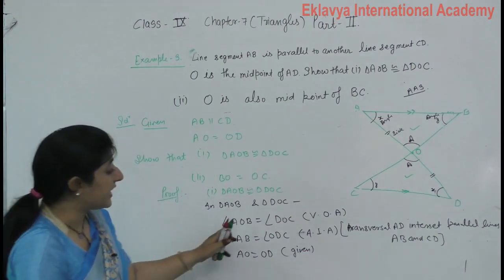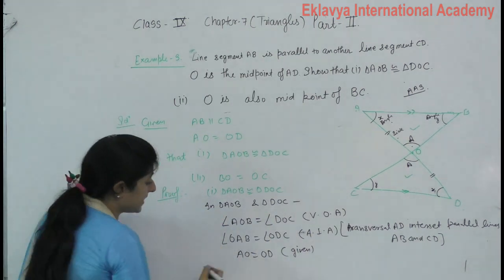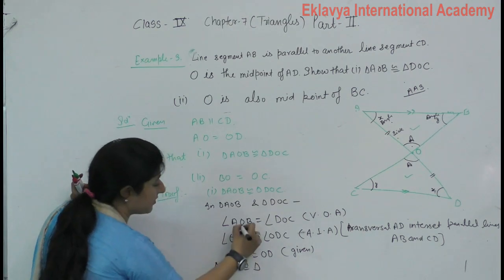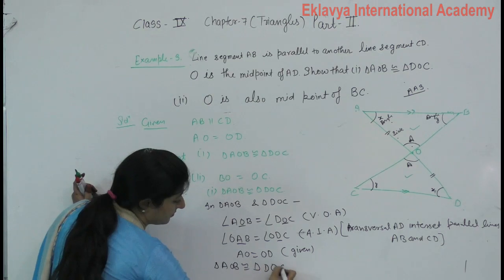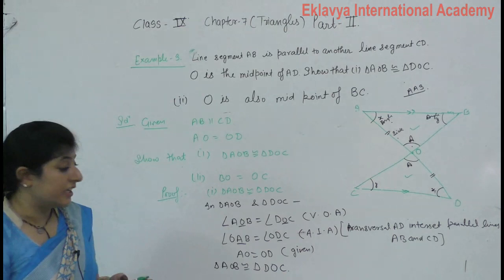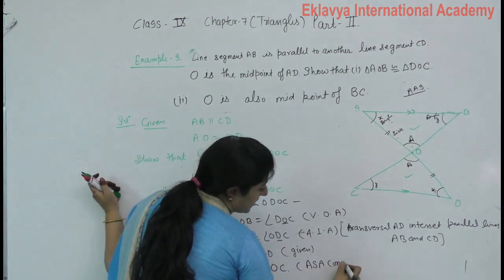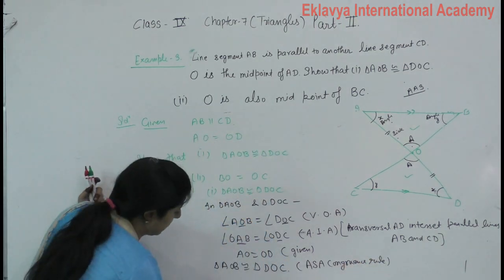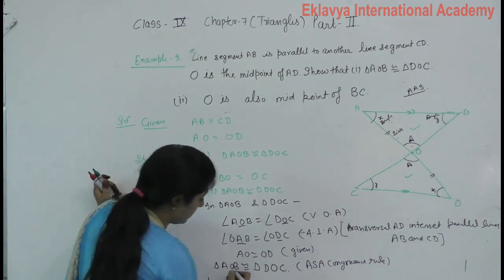Then if we take these two angles and this one side, it means triangle AOB is congruent to triangle DOC. With O we take O, with A we take D. Triangle AOB is congruent to triangle DOC. By which rule? ASA congruency rule. Then by CPCT, BO is equal to CO.